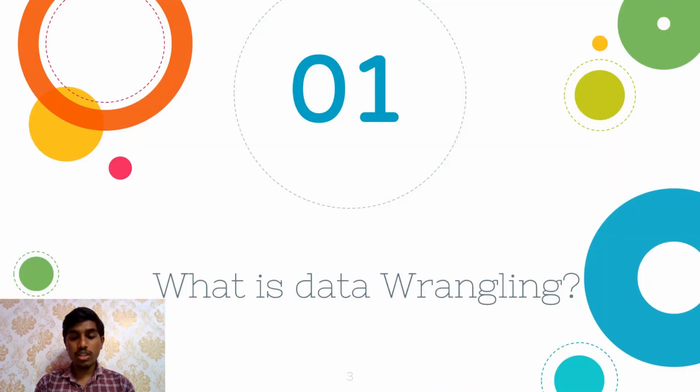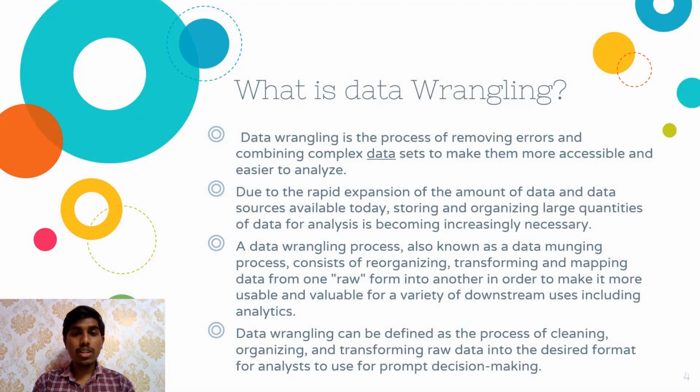What is data wrangling? Data wrangling is the process of removing errors and combining complex data sets to make them more accessible and easier to analyze. Due to the rapid expansion of the amount of data and data sources available today, storing and organizing large quantities of data for analysis is becoming increasingly necessary.